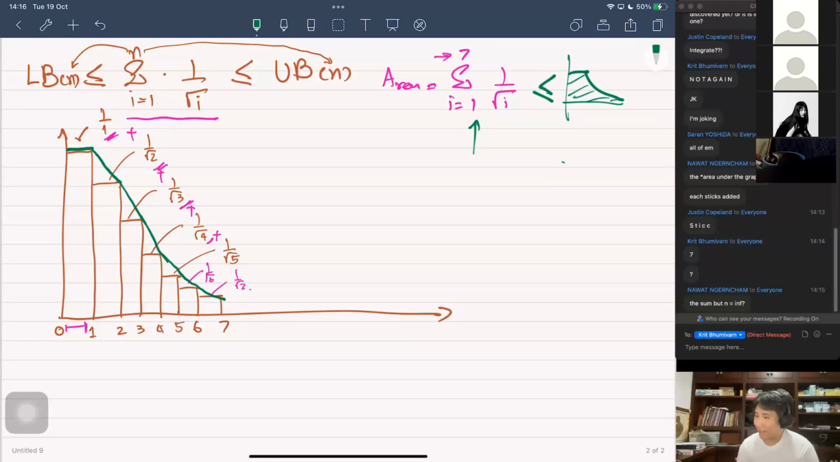So that means if we can find the area under the green curve, we have the upper bound. Good? So to find the area under the green curve, what do we do? What do we need to do to find the area under the green curve?